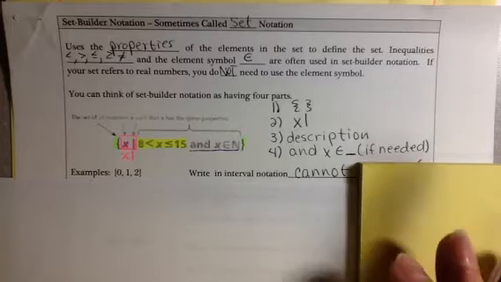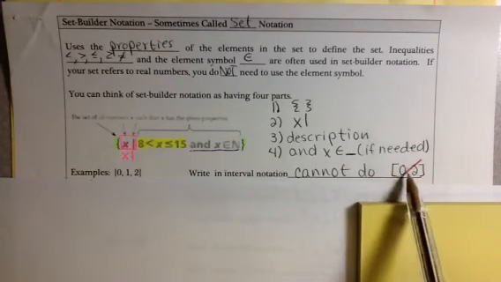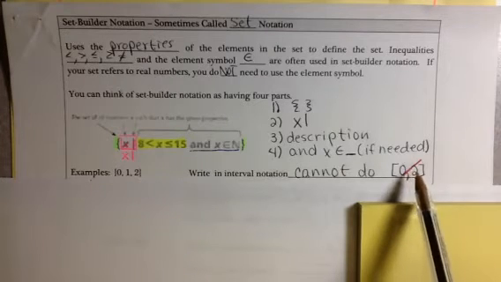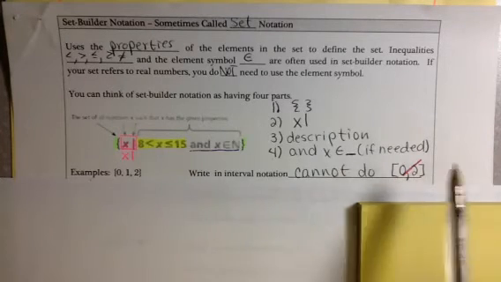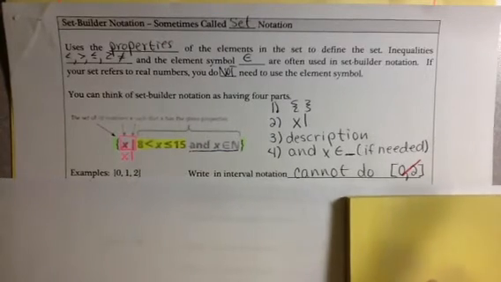Now, if you thought that it could, and you thought it should look like this, then what you're saying is it's going to include 0, it's going to include 0.1, 0.2, 0.3, 0.4, 0.5, and all the numbers in between. And that's not what we're talking about. We're only talking about those 3 numbers.